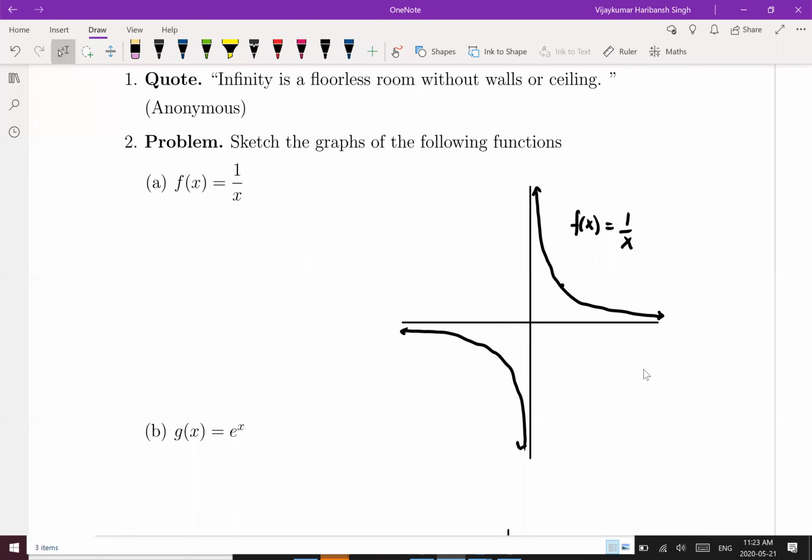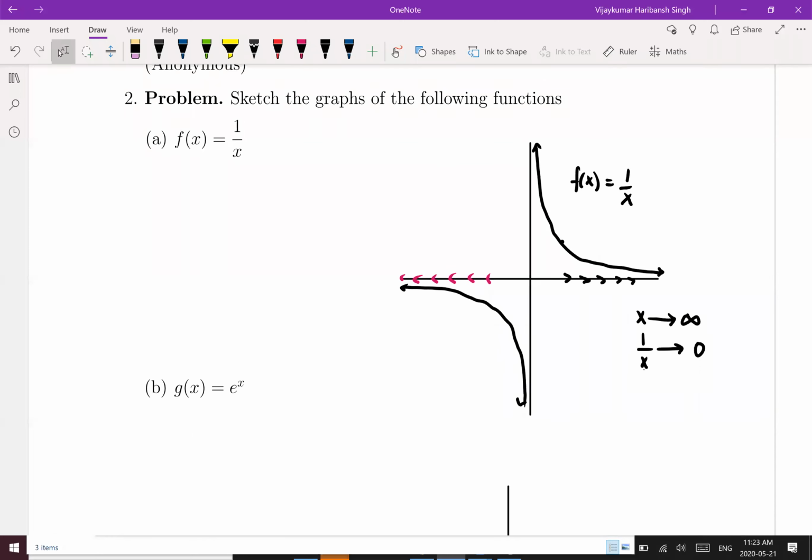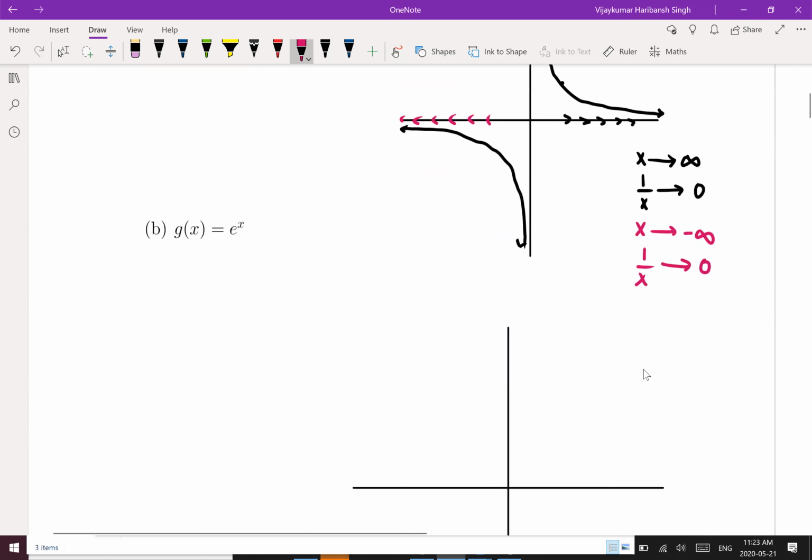Now notice the following. If x goes bigger and bigger, then 1 over x goes to what? If x goes bigger and bigger, in that case we'll say that x goes to infinity. That means x is getting bigger and bigger without any bounds. In that case, 1 over x goes to 0, right? Similarly, if x goes to negative infinity, that means x goes bigger and bigger in the absolute value, but the sign is negative. In that case also, you see that if x goes to minus infinity, 1 by x goes to 0, right? We'll try to formulate this in terms of limits, but let's see a few more graphs.